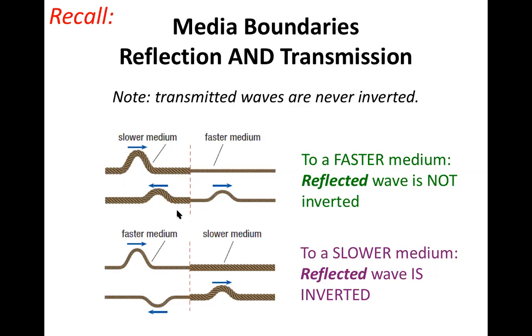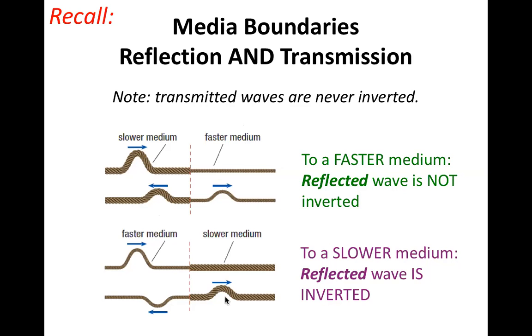However, the reflected part, when it bounces back, may be inverted. You might consider this to be a phase change of 180 degrees, or you might call this an inversion, but it's the same thing. The textbook calls them phase changes of 180 degrees. I'm just going to say inverted because I think it's a bit easier. When you're going into a faster medium, there is no inversion.